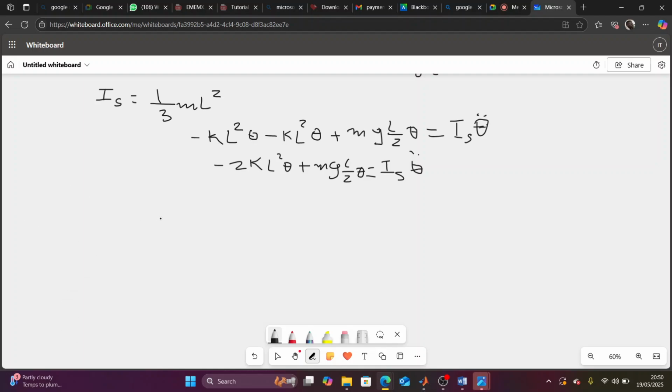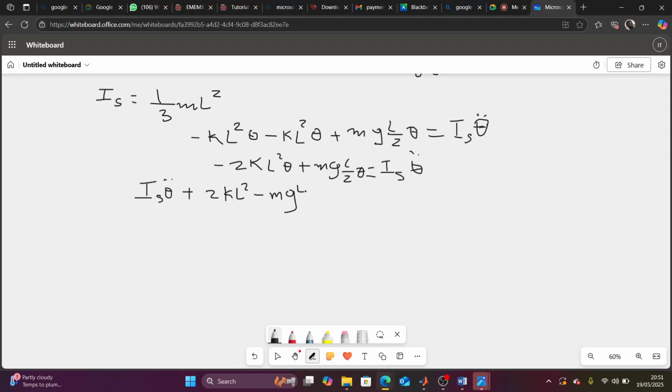So what do we have here? We have to bring everything on the same side. So we'll have theta double dot. As this moves, it is going to become positive 2kL squared. This one is going to become negative.